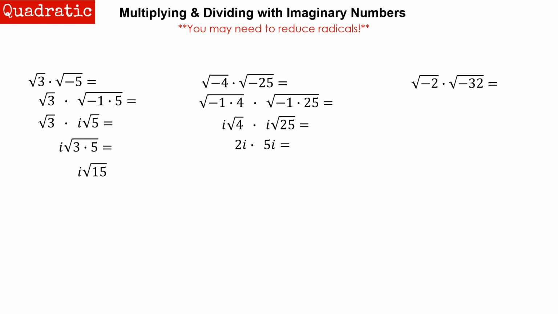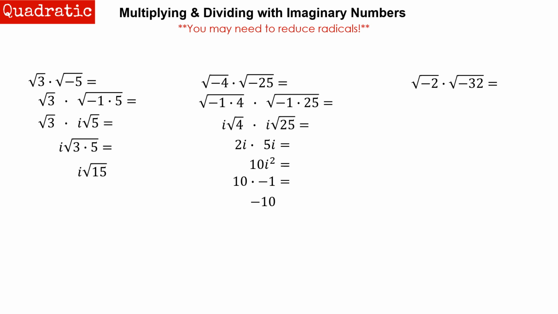We still have to multiply them. So now we have 10 times i squared. We're not done yet because we just did this. What's i squared? Negative 1. So 10 times negative 1 is negative 10. That's our answer.